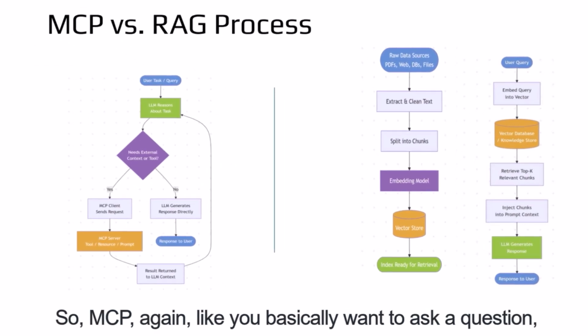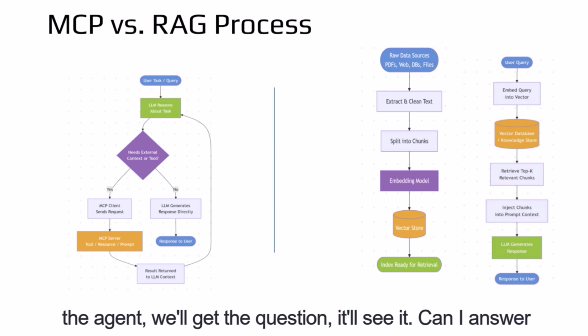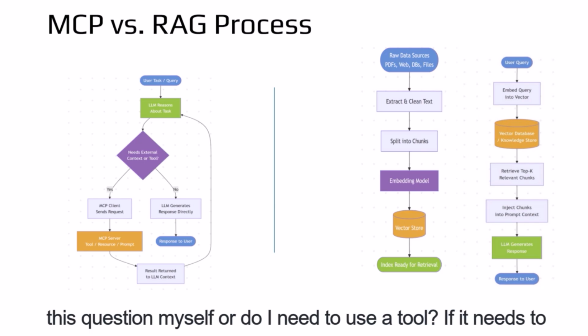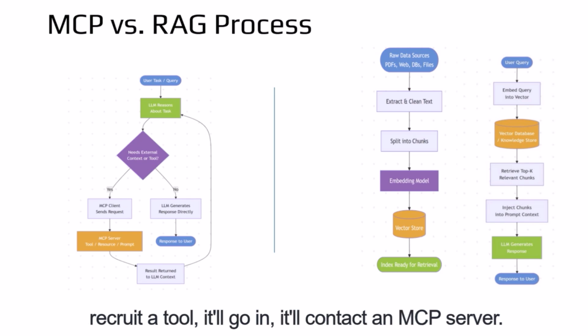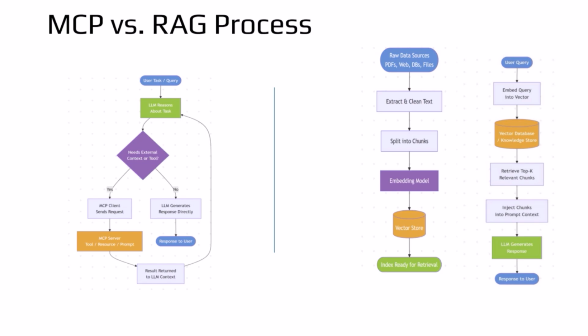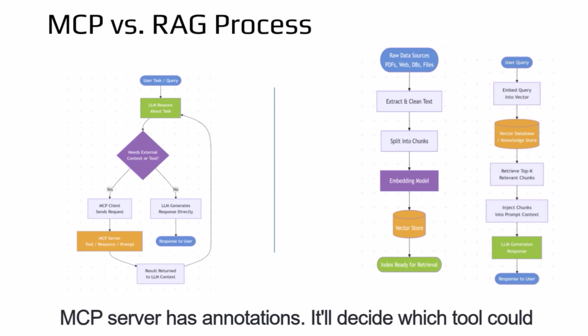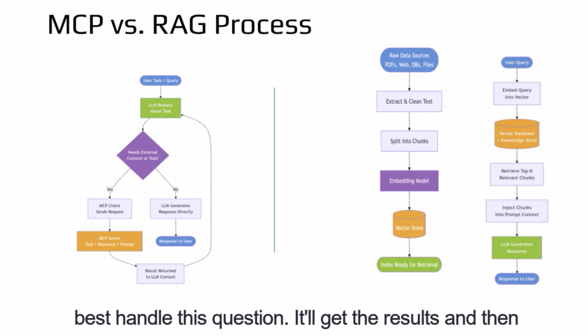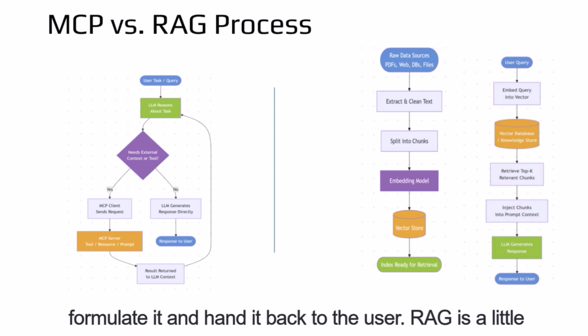So MCP, again, you basically would ask a question. The agent will get the question. It'll see, can I answer this question myself, or do I need to use a tool? If it needs to recruit a tool, it'll go and contact an MCP server. The MCP server has annotations. It'll decide which tool can best handle this question. It'll get the results and then formulate it and hand it back to the user.